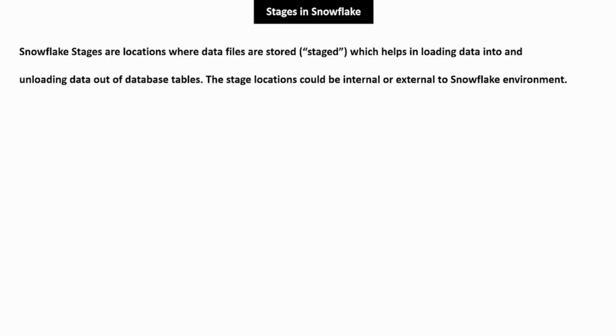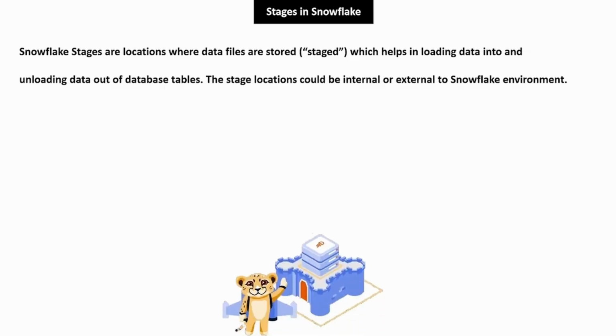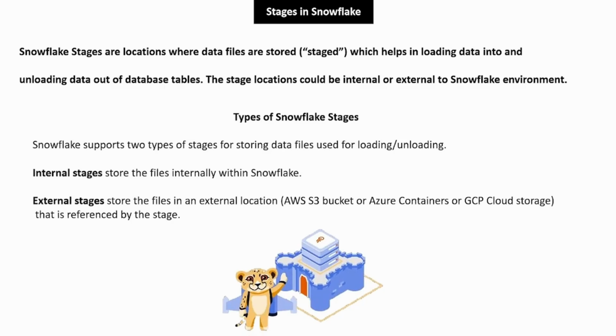As I just told you, the stage locations could be internal or external to the Snowflake environment. There are two types of stages: one is internal stage and the second is external stage. Internal stage is internally within Snowflake. External stage is outside of Snowflake, in other cloud vendors. We can also access that and reference the stage in the tables.